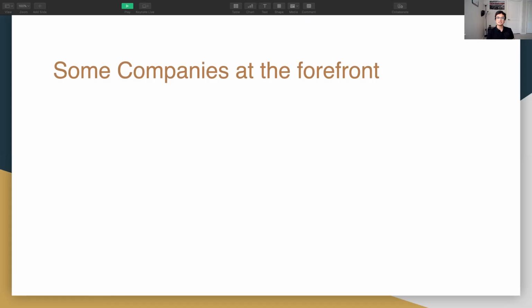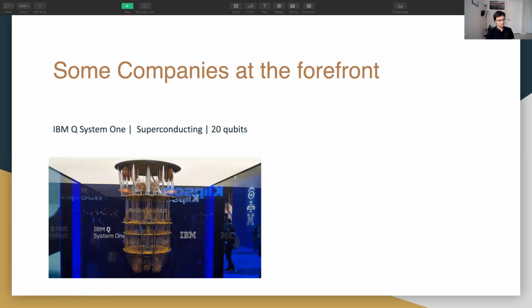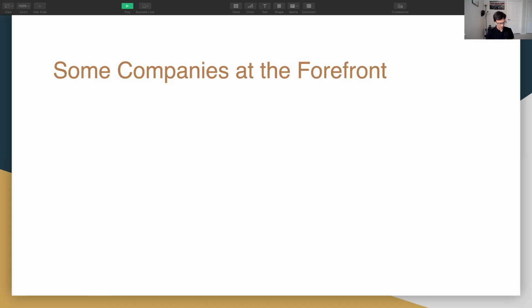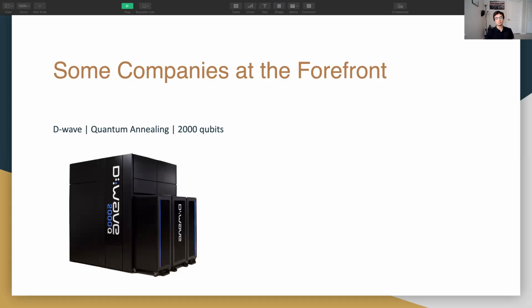Now let's see which companies are at the forefront in this space. First, which is the most famous one, is the IBM Q system. They are using superconducting material as their qubit, and they currently have around a 20 qubit system. The second one is Rigetti. They are also using superconducting material as their qubit, and their system is around 28 qubits. And then we have D-Wave. They are using quantum annealing as their computing system, and they have around 20,000 qubits.